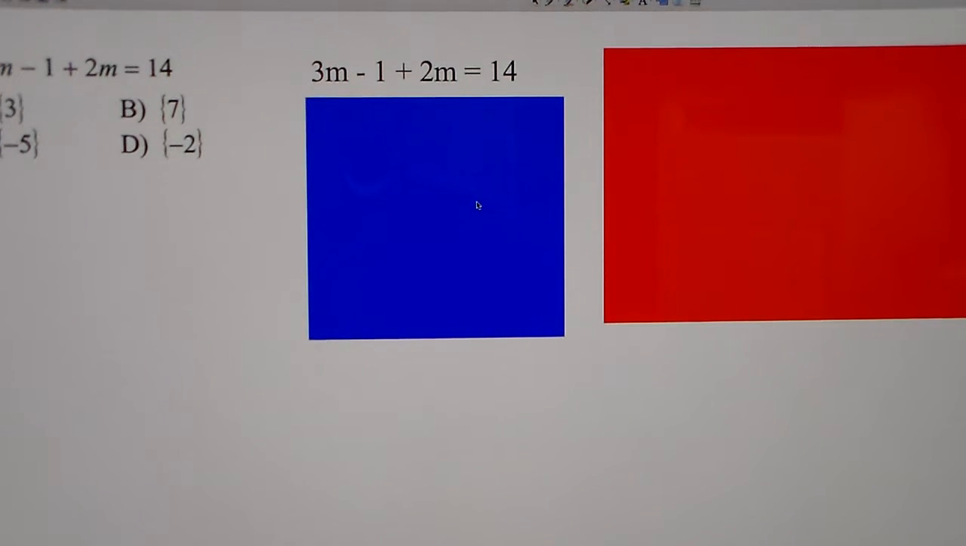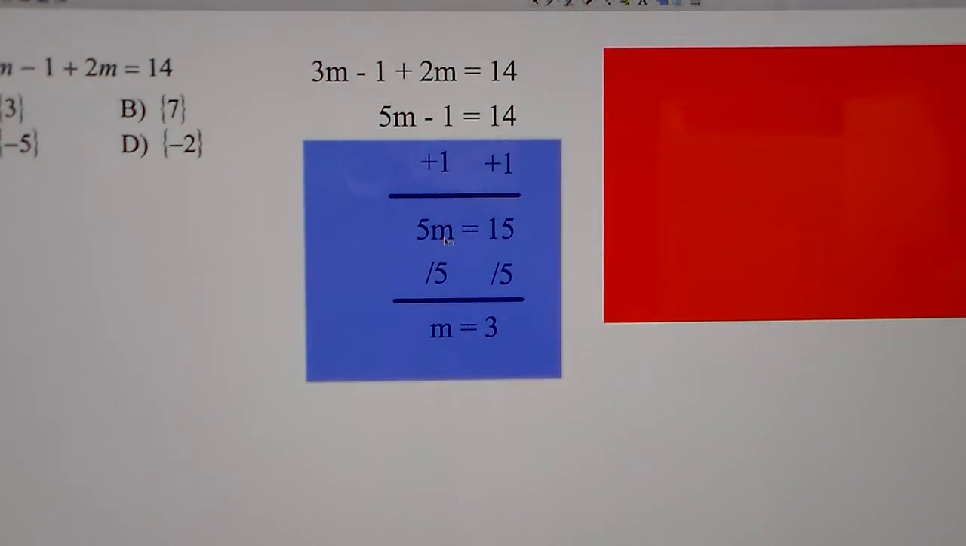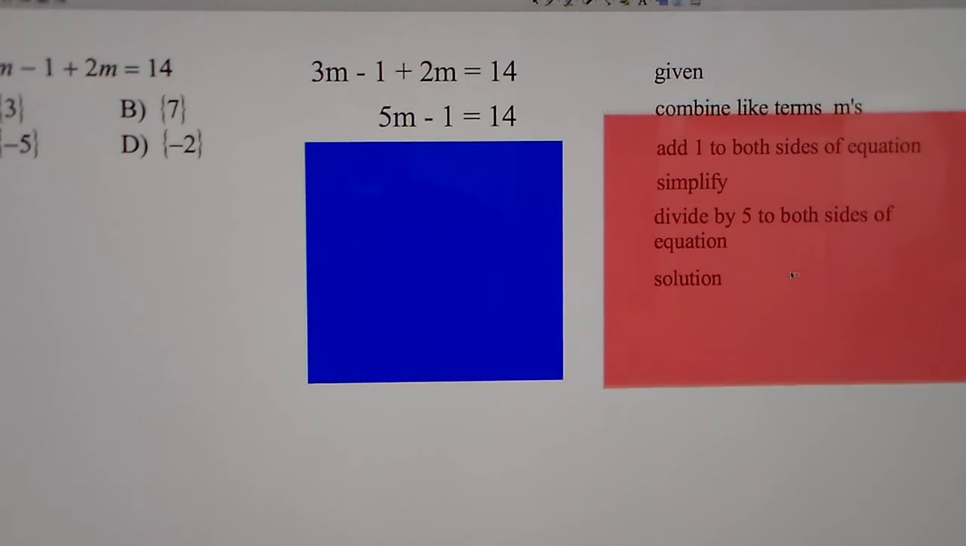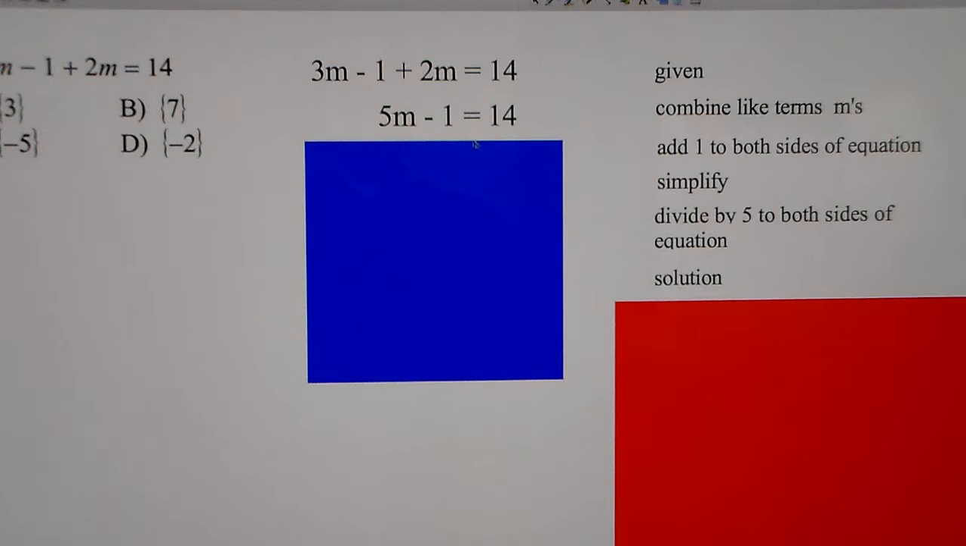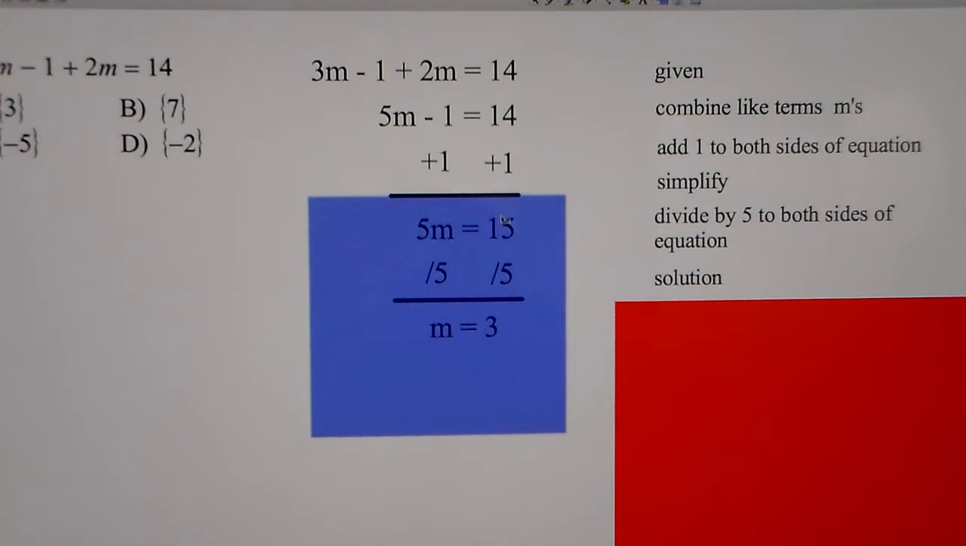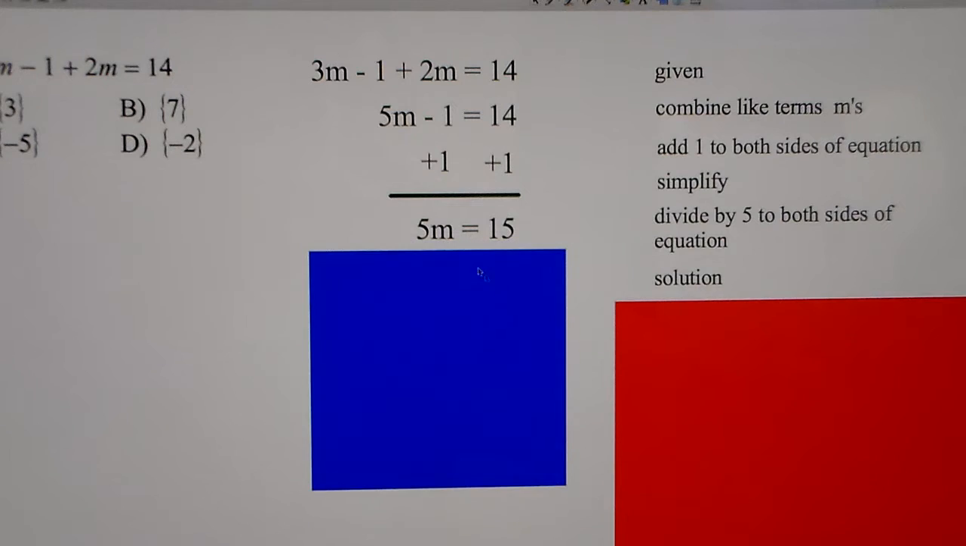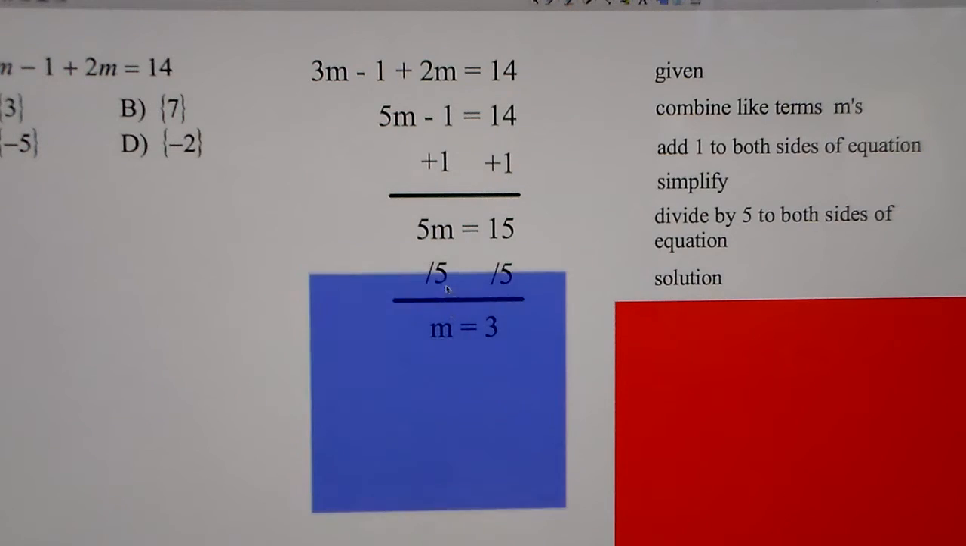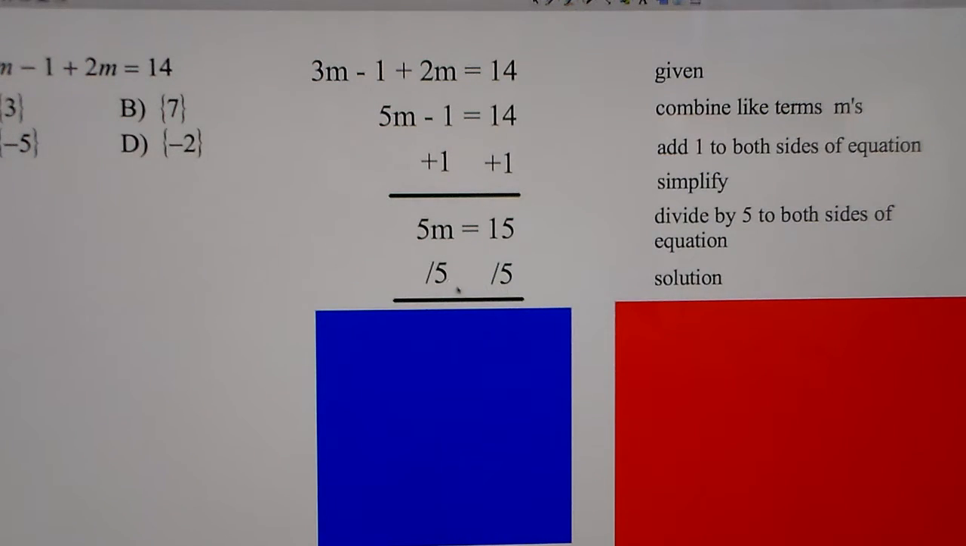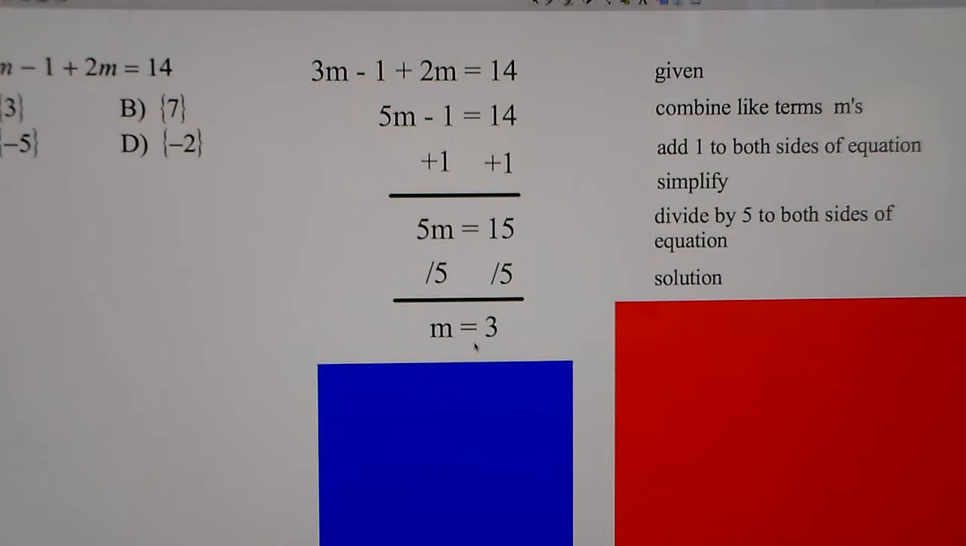Next up, we have 3m minus 1 plus 2m equals 14. We first add our like terms. So 3m plus 2m gets us 5m. Carry down the negative 1. Carry down equal sign of 14. Add 1 to both sides. So we get 5m equals 15. Now this is 5 times m, so the inverse operation of times 5 is divide by 5. So you divide by 5 to both sides. So 15 divided by 5 is 3.